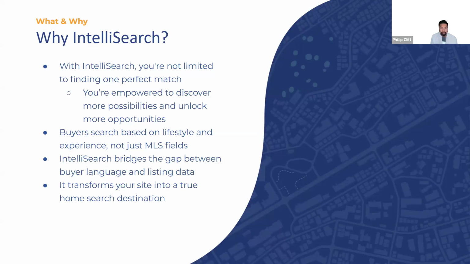That's what we have the traditional search filters for, to dial in your search. So think of IntelliSearch as opening up more opportunities for homes that maybe have been missed with traditional checkboxes, and really allowing your site visitors to bridge the gap between structured listing data and modern search behavior. So with IntelliSearch, we're not really limited to finding one perfect match. We're hopefully empowering everyone to discover more possibilities to unlock more opportunities.